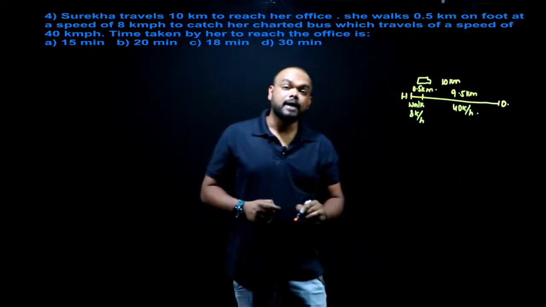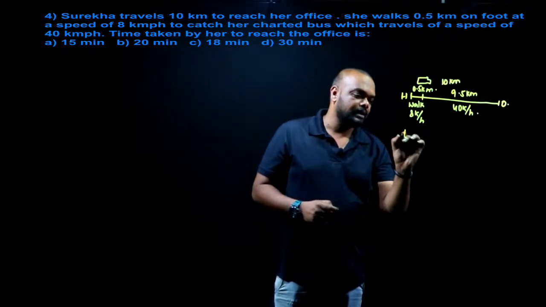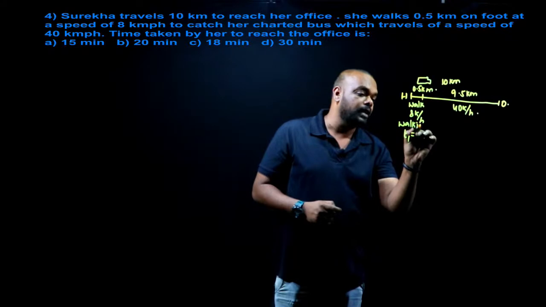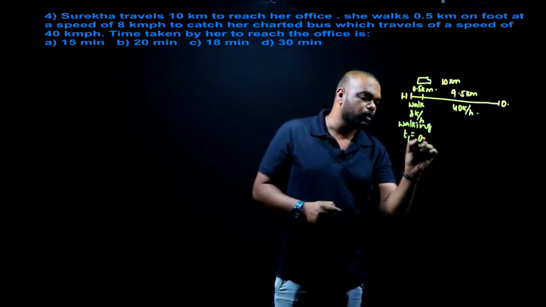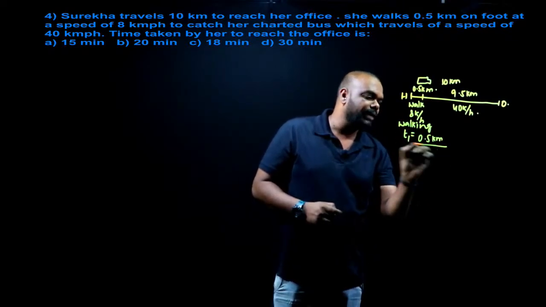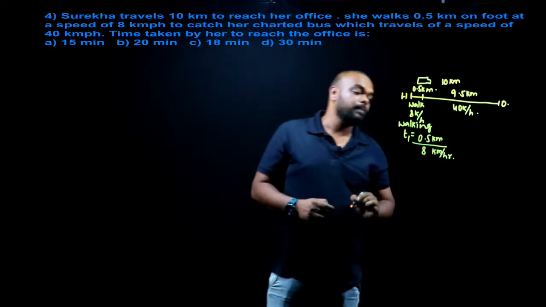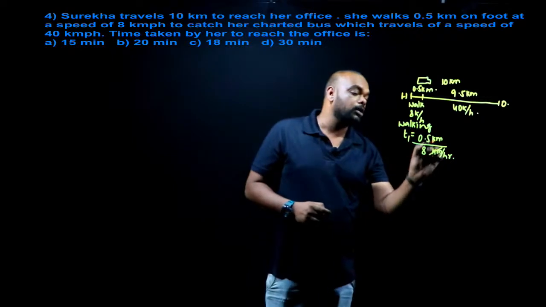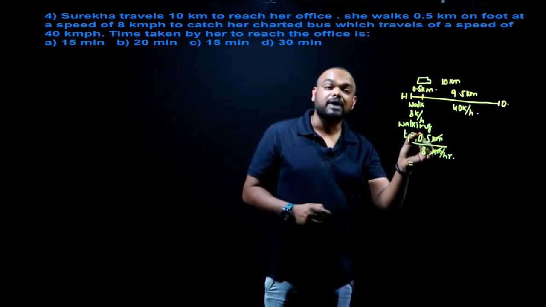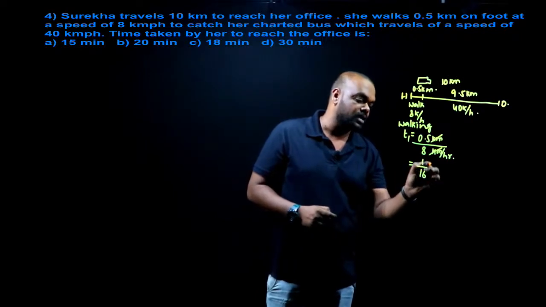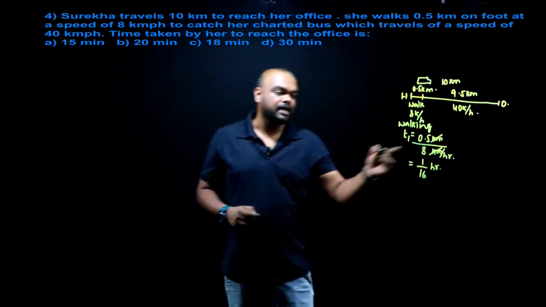Okay. Now time 1. When she is walking, time is distance by speed. Distance she is traveling is only 0.5 kilometer, divided by speed, 8 kilometer per hour. So kilometer gets cancelled. 0.5 means 1 by 2. 2 comes to the denominator. That becomes 1 by 16 hours. Let it be like this.